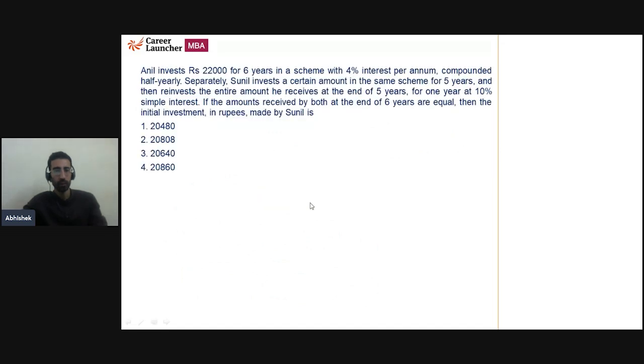Which brings us to question 22, the last of this set, which says Anil invests 22,000 for 6 years in a scheme with 4% interest, compounded half yearly. Compounded half yearly, 4% interest means 2% every 6 months. And if it's 6 years, it basically means time period is 12, because there are 12 periods of 6 months each. That's how you do it.